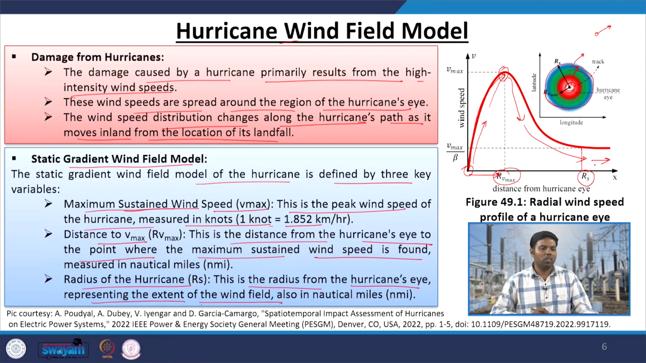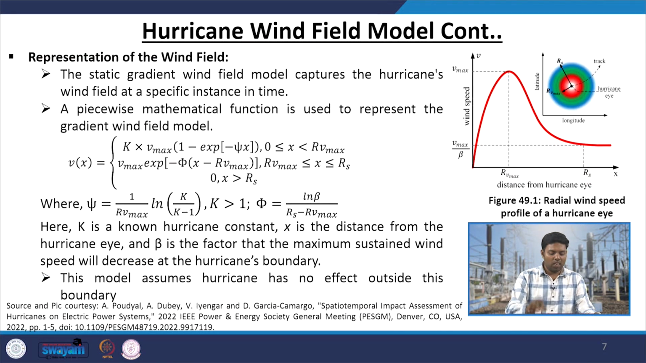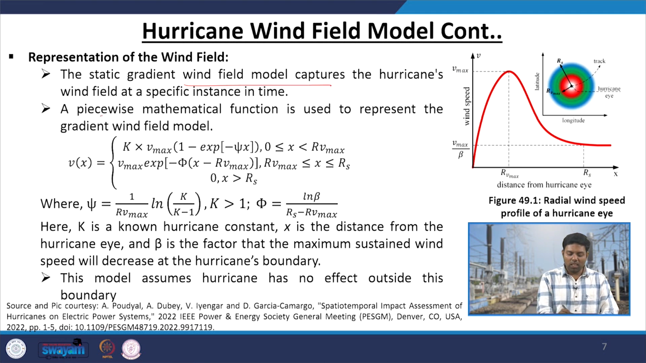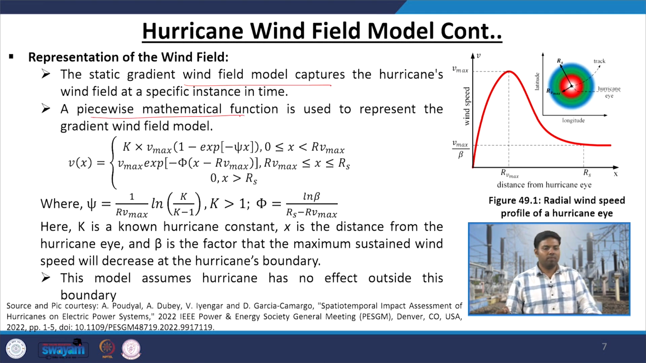After that your wind speed is approximately 0. Okay. So, these are the common terms we use to model the wind field of the hurricane. Representing that, the static gradient wind field model is generally modeled as a piecewise mathematical function. Okay, because you have this region, then you have this region, and then you have this region.